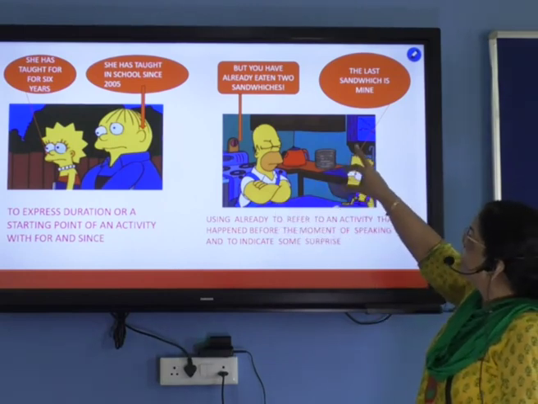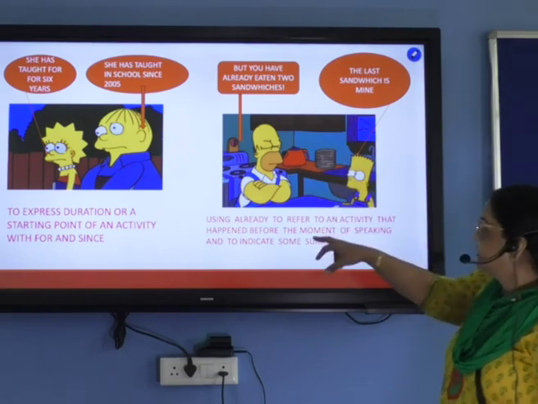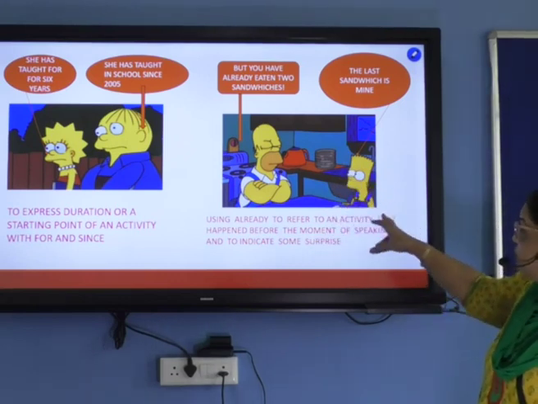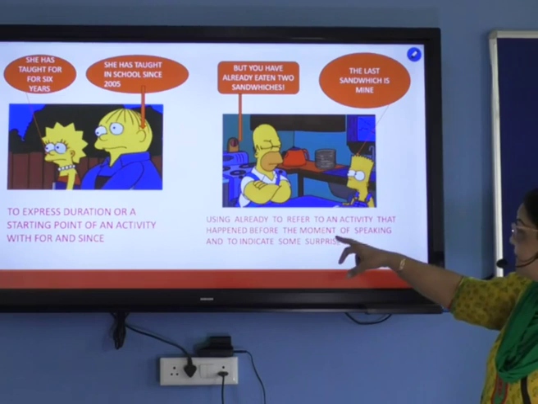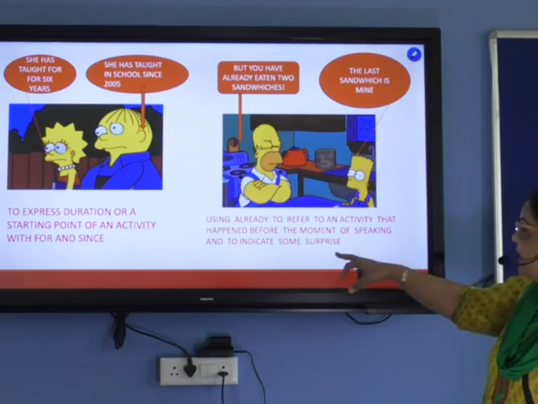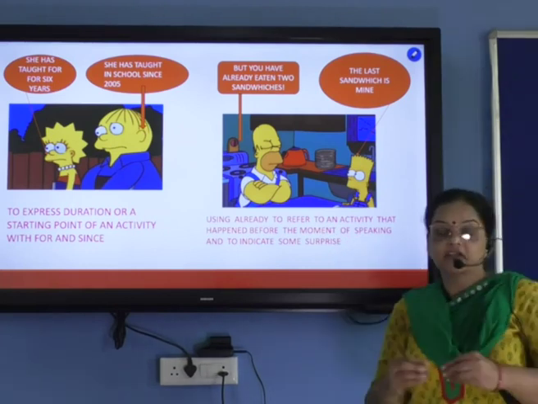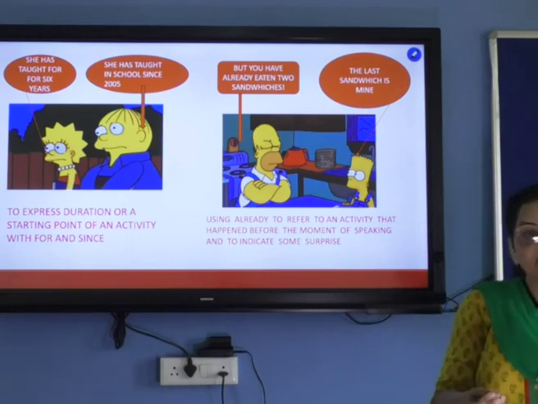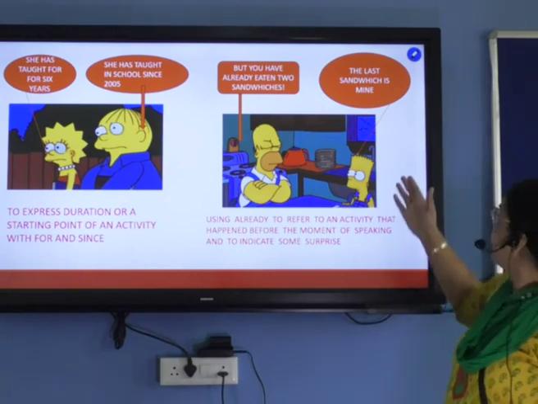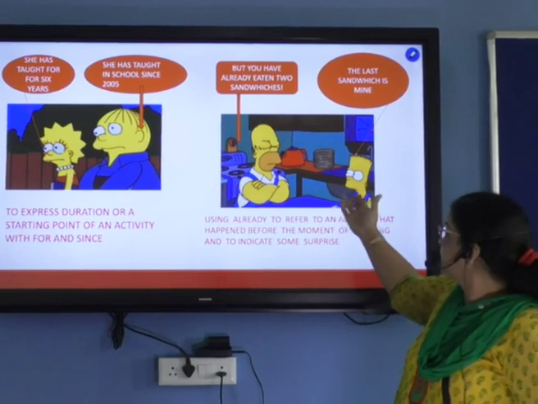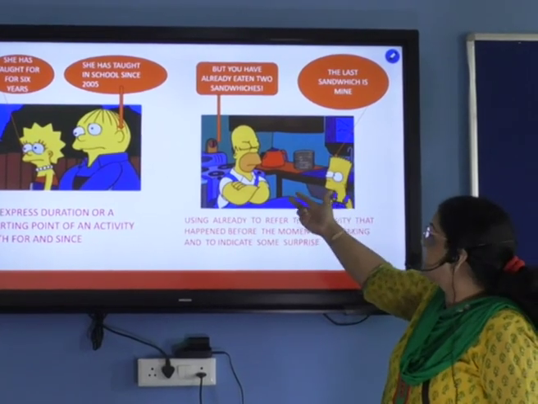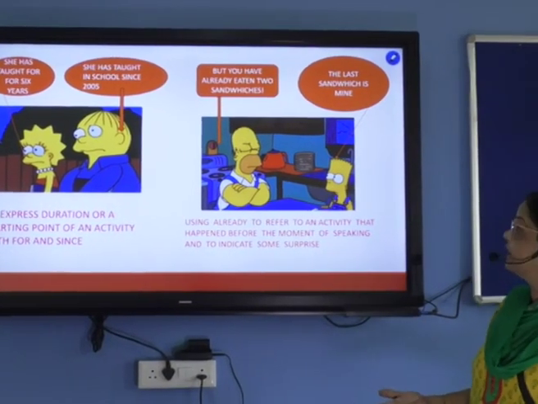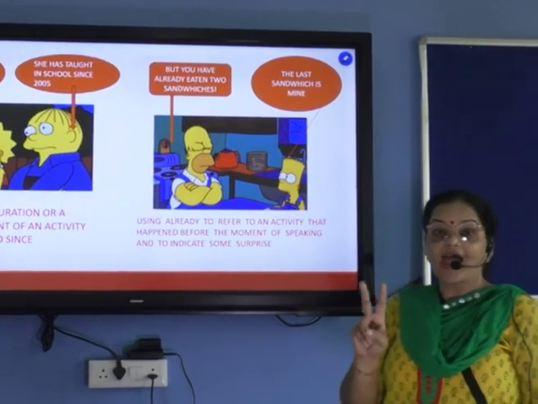Then, but you have already eaten 2 sandwiches. Now he is saying you have already. So we use this for an activity which has happened before the moment of speaking and to indicate some surprise. So when we are using this, the activity happened before we are speaking, and there is some surprise. The child says the last sandwich is mine. The father says, but you have already eaten 2 sandwiches. So have eaten.